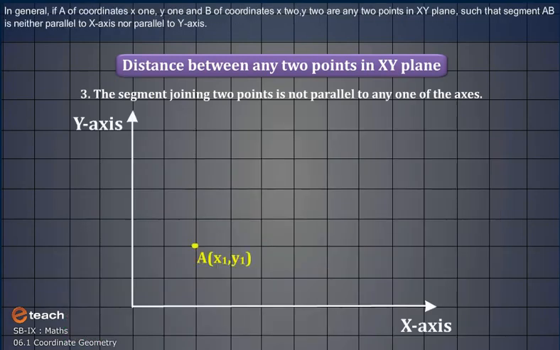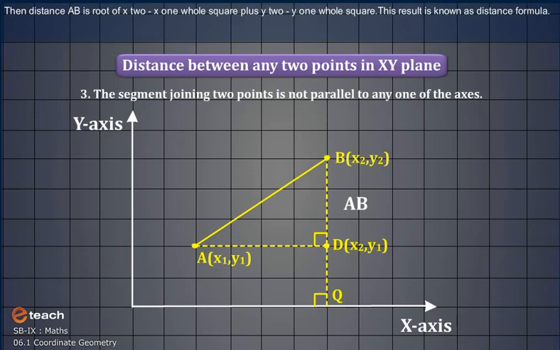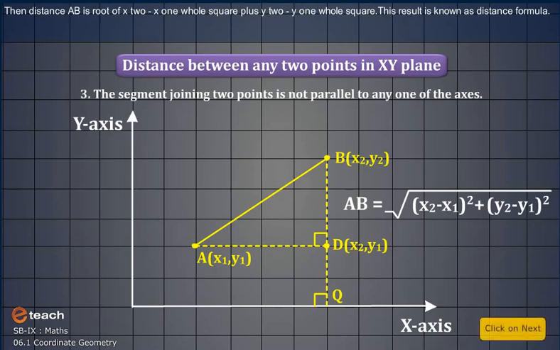In general, if A with coordinates x1, y1 and B with coordinates x2, y2 are any two points in the xy plane such that segment AB is neither parallel to x-axis nor parallel to y-axis, then distance AB is the root of x2 minus x1 the whole square plus y2 minus y1 the whole square. This result is known as the distance formula.